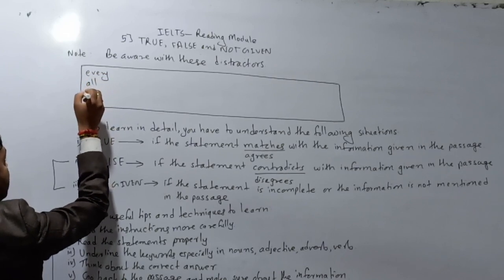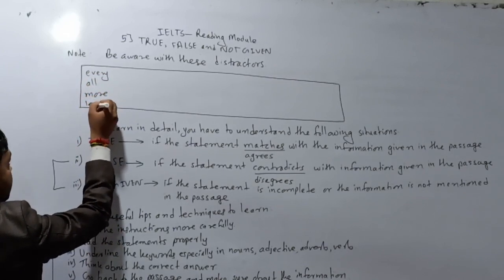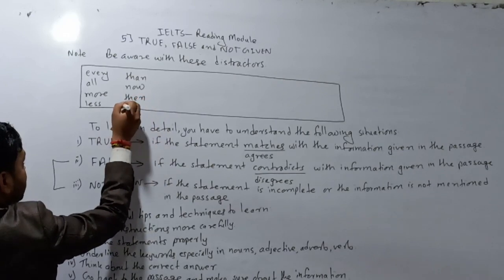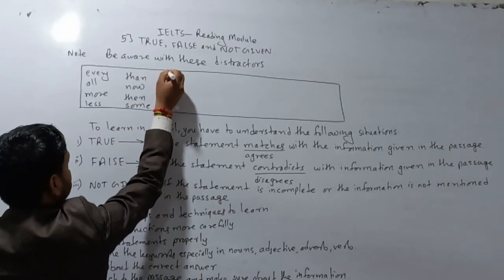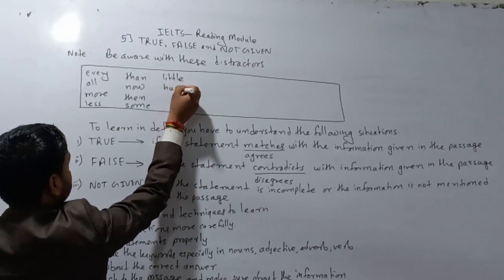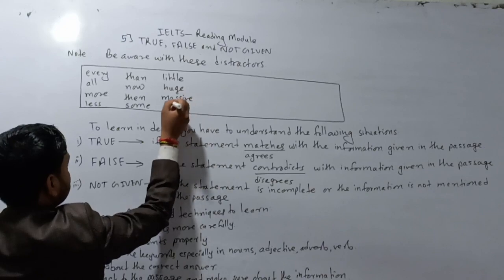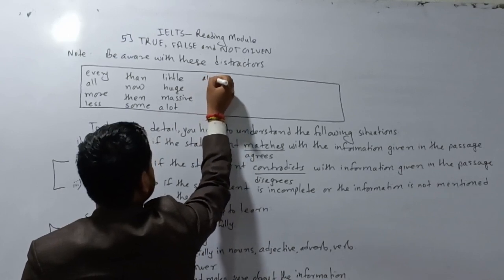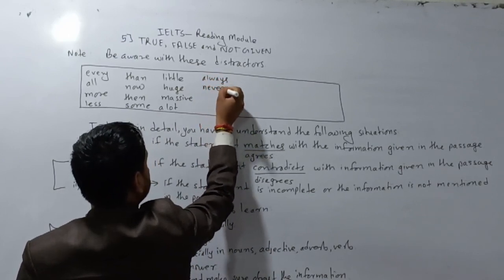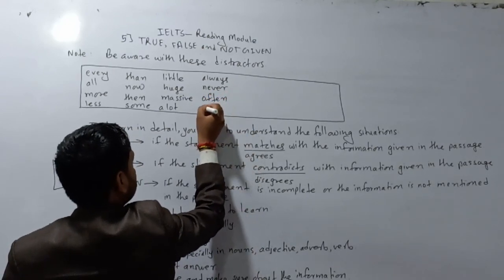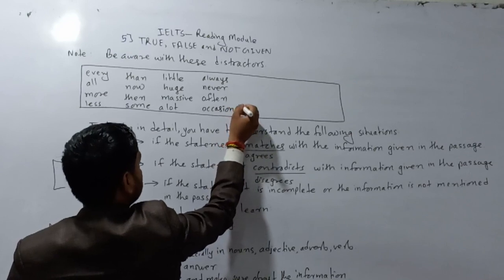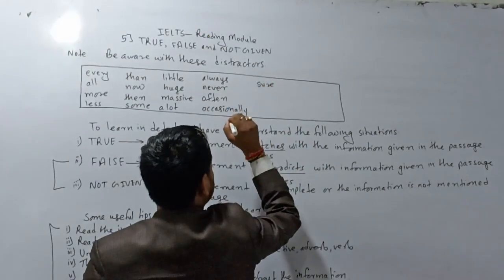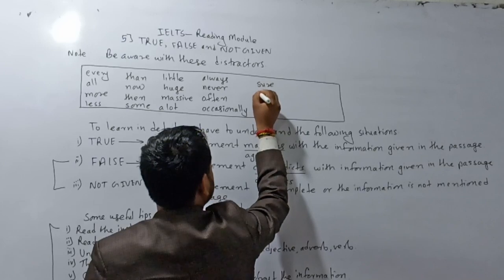So my dear students, you have to understand these things. These are the tips which are very important to secure a high band score in the true, false and not given type of question. Read the instructions, very important. Read the statement, meaning the question, properly. Underline the keywords, especially nouns, adjectives, adverbs and verbs. Think about the correct answer. Go back to the passage and make sure about the information. All the questions occur in an order. Attempt all the questions. You have to read whether the sentence is given grammatically in the passage or not. If you are not sure about the answer, put not given in the answer sheet.